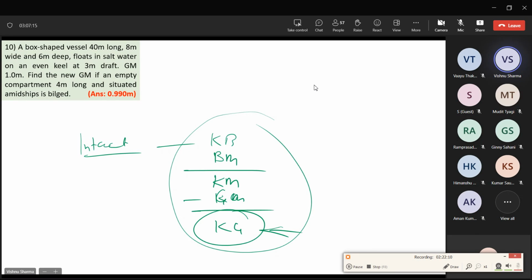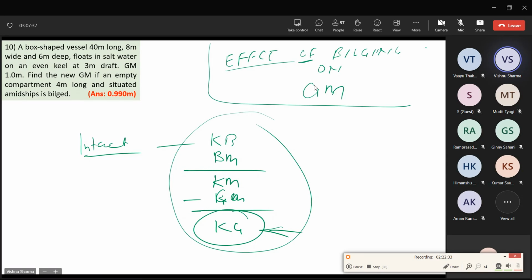So with this, we come to the end of one part of bilging, that is the effect of bilging on GM. I don't like to call it midship compartment. I would call it the effect of bilging on the GM of the vessel. That means calculating the GM of the ship after bilging, wherever the compartment may be. So this topic is complete end to end. If you got the things right yesterday, then I don't think today should be too much difficult. It's only adding a few specific instances and cases.